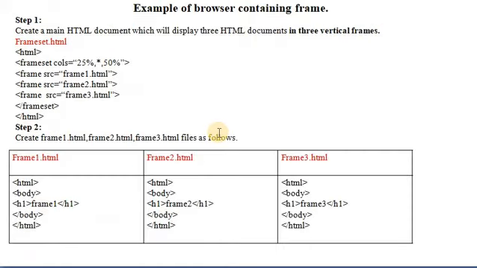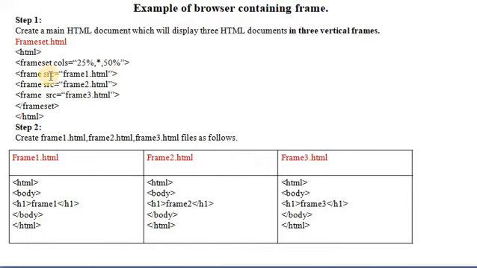Next point is the example of a browser containing the frames. Here step 1 is to create a main HTML document which will display the three HTML documents in three vertical frames. Here we first create a main HTML document. Here frameset.html is the main HTML document. Here we write the code, that is HTML, frameset cols in a percentage, that is 25%. Second column is asterisk and third value is 50%.